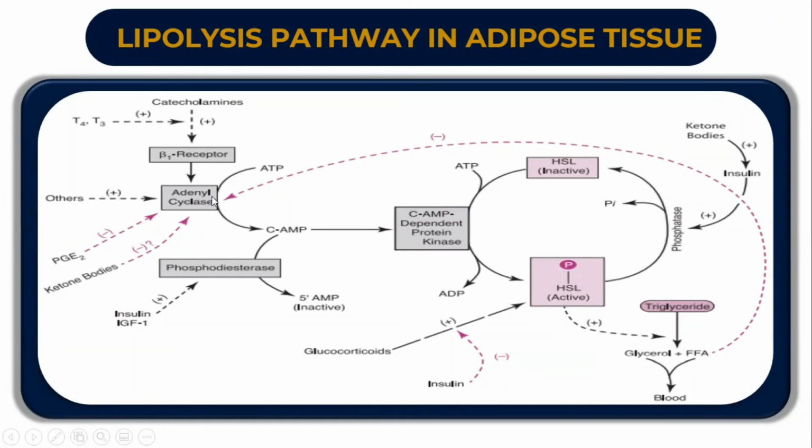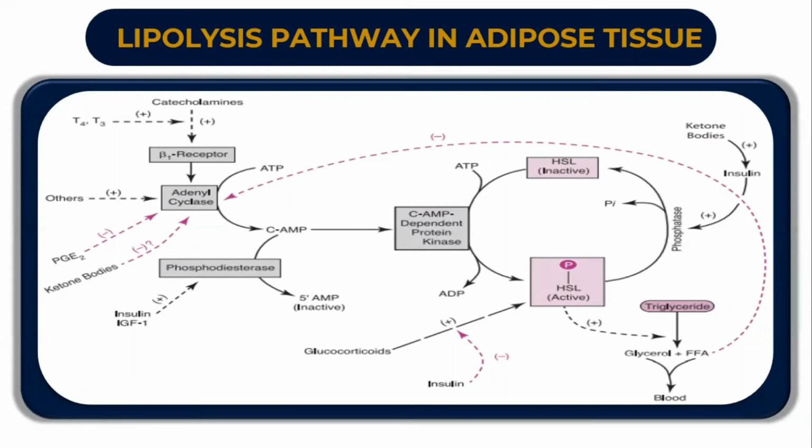So here we have the catecholamines, the thyroid hormones, and the other hormones that can stimulate the activity of the adenyl cyclase. On the other hand, there are also those considered anti-lipolytic agents such as prostaglandin E2 or PGE2 and the ketone bodies. These reduce the activity of adenyl cyclase. However, both the lipolytic agents and anti-lipolytic agents mentioned contribute to the generation of cyclic adenosine monophosphate or cAMP. Again, the enzyme adenyl cyclase with the several agents converts adenosine triphosphate or ATP to its derivative cyclic adenosine monophosphate or cAMP. From the cAMP, this intracellular second messenger will stimulate a cAMP-dependent protein kinase. The best example is protein kinase A.